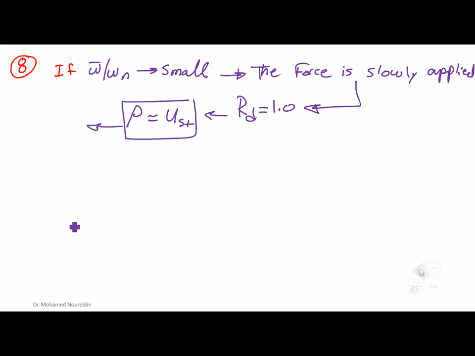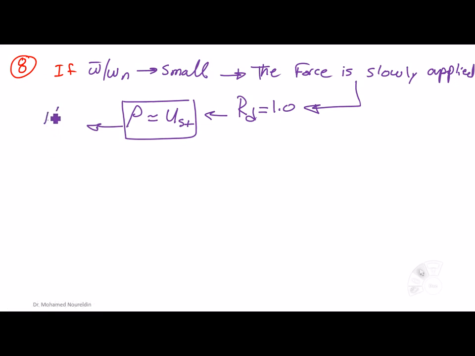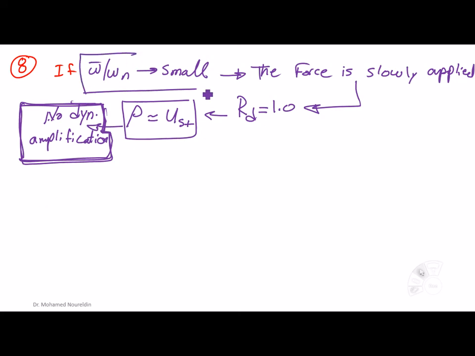So what does it mean here? This is the important thing, I can put it here: it means no dynamic amplification. What is the meaning of that? It means that the system is not going to be amplified due to the dynamic excitation of the force. The system is not going to experience any amplification, because the dynamic amplitude equals the static one.